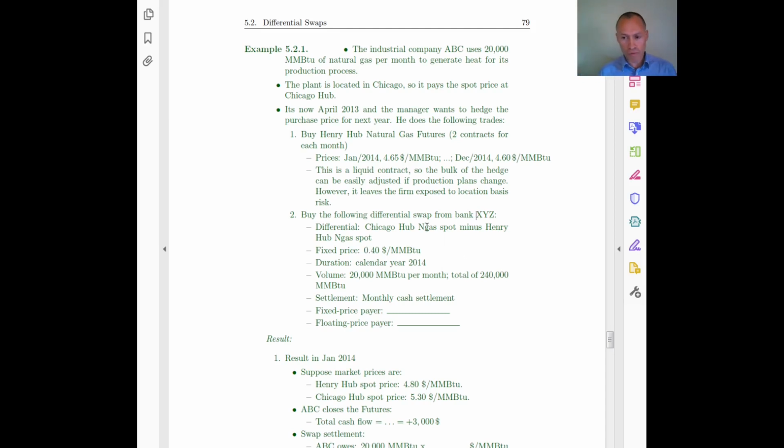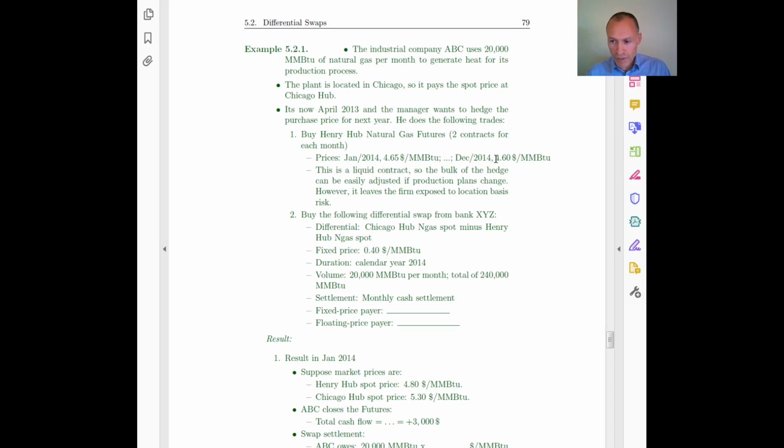So let's see whether this works. If this works, what I hope to get is the following. I hope to get the fixed price for January that is going to be the futures price 4.65 plus the swap 0.4. So the industrial company ABC is guaranteed to pay a price for January of 4.65 plus 0.4, so $5.05 per million BTU of gas in January. A different price for February, a different price for March, and so on.